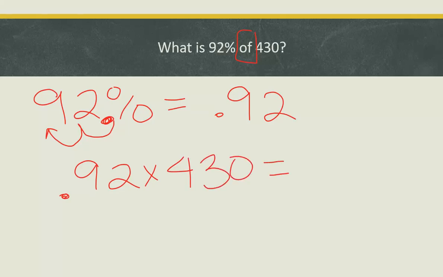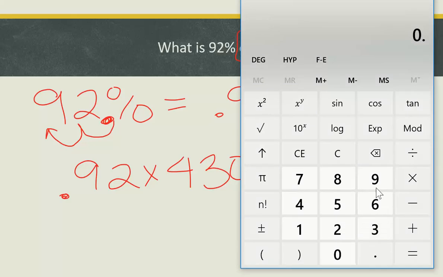Multiply that out on your calculator. 0.92 times 430 equals 395.6.